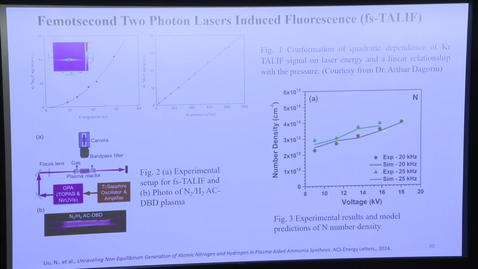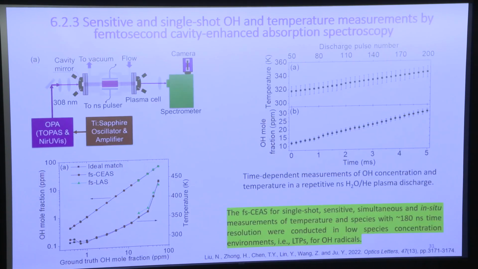This is a model prediction. This is the experimental measurement at a different frequency. So this is really helpful for quantitatively measuring some of the atomic species in the plasma discharge.